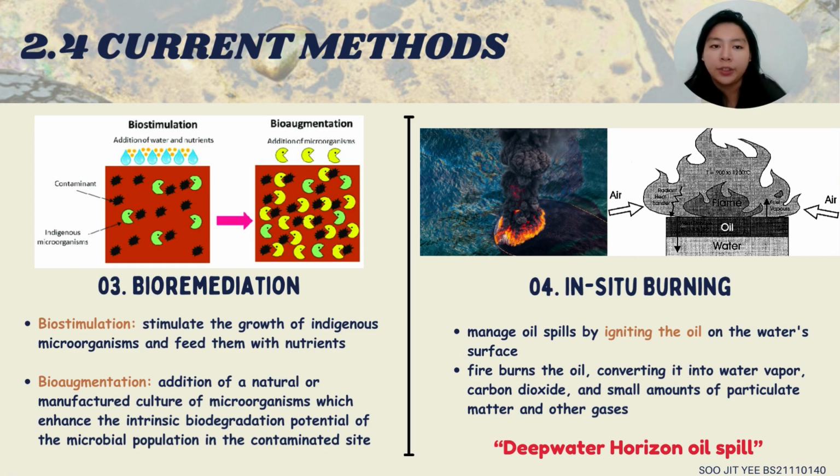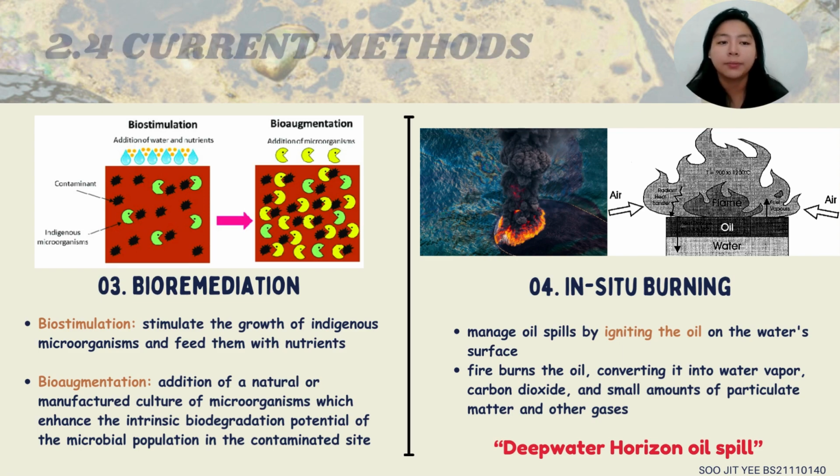Next is in-situ burning. It is a very old method of managing oil spills by igniting the oil on the water surface. Fire burns the oil, converting it into water vapor, carbon dioxide, and a small amount of particulate matter and other gases.